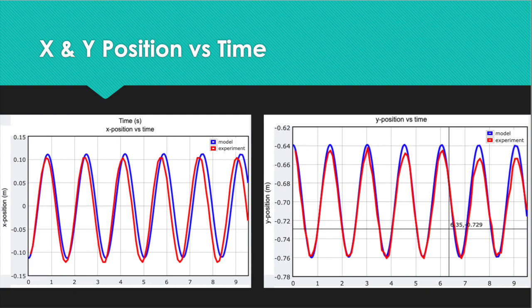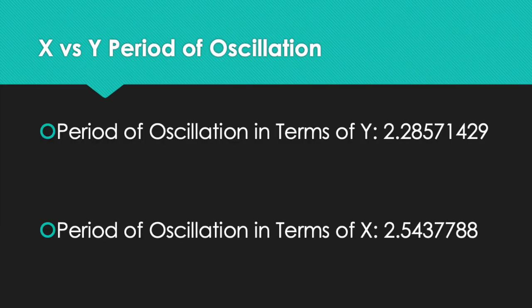I blame this slight shift to the right on the fact that I calculated the period of oscillation using values in terms of the y-axis and not the x-axis. I found the y period of oscillation to be 2.28571429, while I found the x period of oscillation to be 2.54377788. I attribute these differences in oscillation periods to unforeseen forces on the system, as well as errors in accuracy of my points in Tracker.